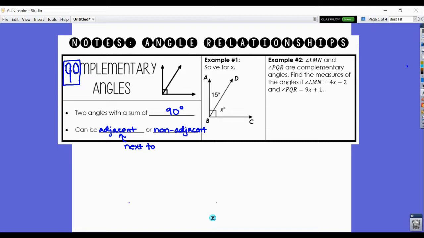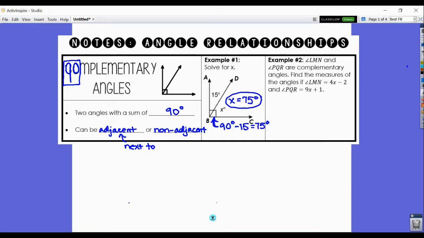So the first problem, example 1, I want to solve for x. I have this right angle, this box, which means 90. I want to subtract the angle I know from 90, which is the 15. That gives me 75 degrees left. So my answer is x equals 75 degrees. To check, I can add up those two angles together, 75 plus 15. That will get me back to my 90.